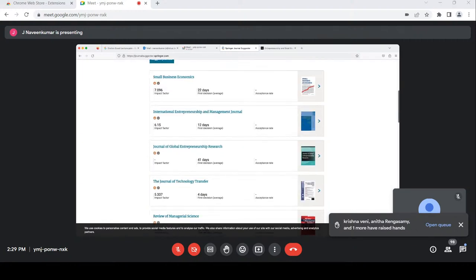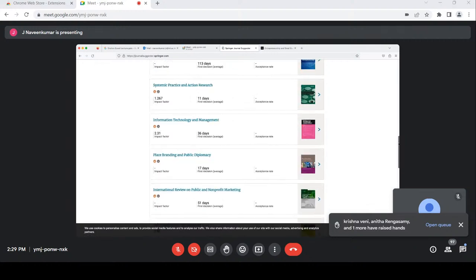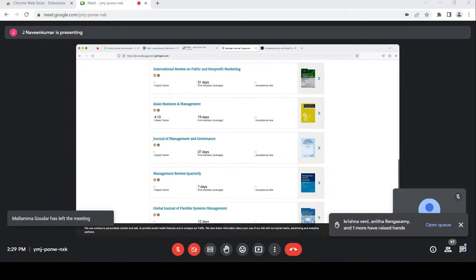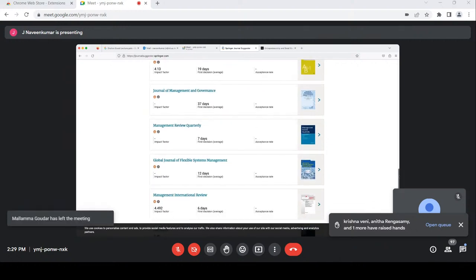So this is how we basically go ahead with selecting these journals, right? Now what you need to do, once you have this set of journals with you, is just note down some 4 to 5 journals, whichever you are interested in.